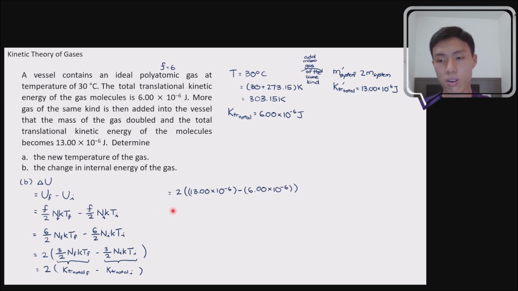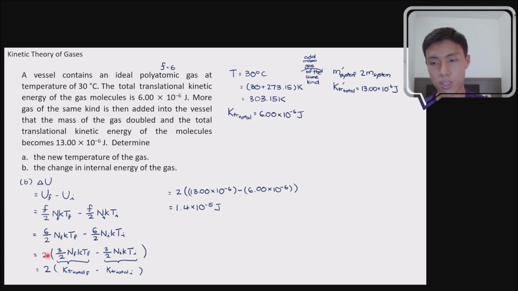Okay, so now everything is clear. It's 2 times the final total translational kinetic energy minus the initial translational kinetic energy. So it's a simple calculation, and I believe you get the answer of 1.4 times 10 to the power of negative 5 joule.